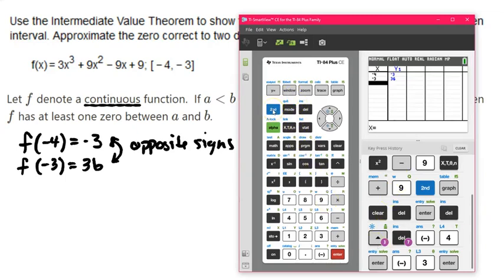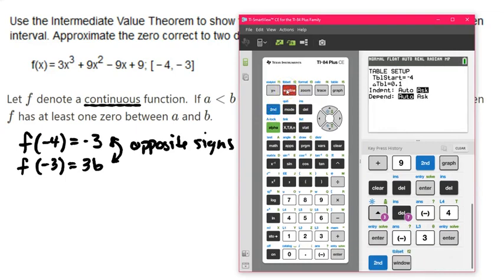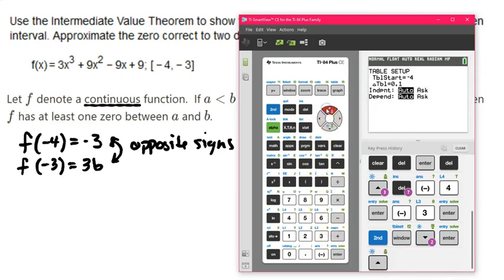So I'm going to go to Table Set. And this time I'm going to go in Auto mode instead of Ask. So let me switch this to Auto. And I want to start my table at -4 because that's my smaller x value. And I want my change in the table values to be 0.1. So that means that it will auto increment up by 0.1. So let's take a look at what the table looks like.